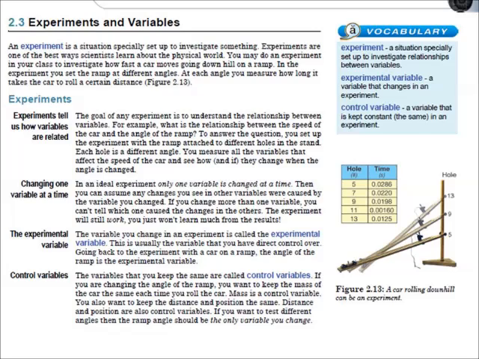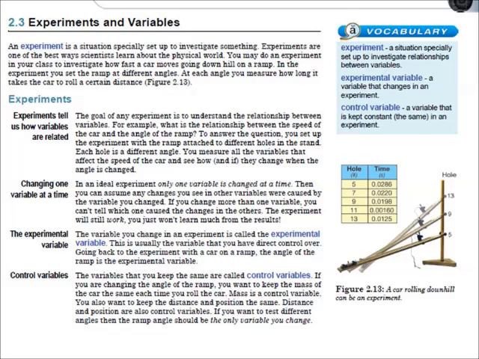and see how and if they change when the angle is changed. In an ideal experiment, only one variable is changed at a time. Then you can assume any changes you see in other variables were caused by the variable you changed. If you change more than one variable, you can't tell which one caused the changes in the other. The experiment will still work, you just won't learn much from the results.